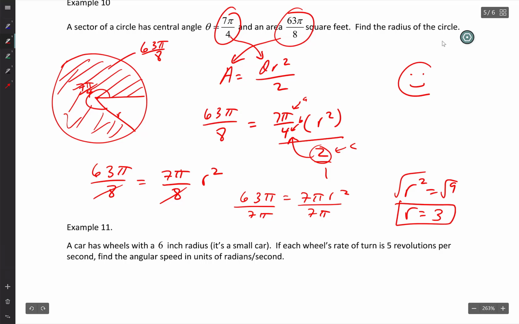Yay. Happy face, guys. Happy face. Because we're winning.